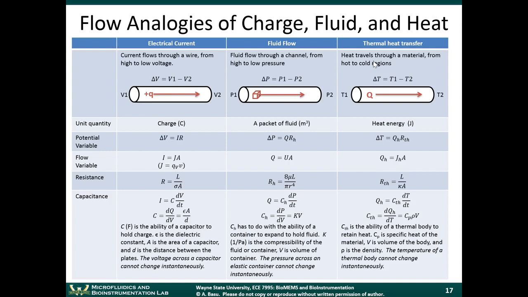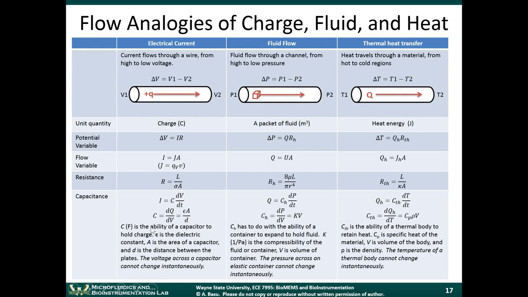And in the electrical system, we have a wire that has some type of electrical conductivity. The charges are flowing from one place to another. In the fluid flow domain, we have a pipe that will have a fluidic resistance or a hydraulic resistance. So when you put a pressure from one side of the pipe to the other, the fluid flows from one side to the other. And in the case of heat transfer, you have a material that has a certain thermal conductivity, and heat flows from one place to another in the thermal domain.